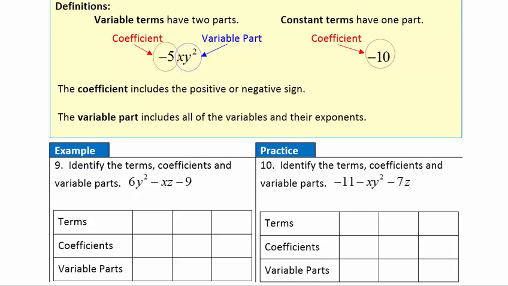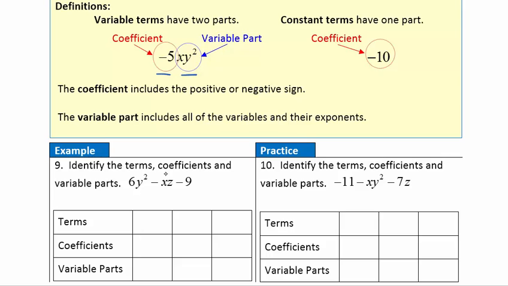So variable terms have two parts. They have both a coefficient and a variable part. So notice the number out front, the coefficient, includes the positive or negative sign, and it is what is multiplying this variable part here. So we're taking negative 5 times this variable part. A constant term, on the other hand, only has one part. It only has a coefficient. So remember, constant terms don't have any variables, so there's no variable part here, so all we have is a coefficient.